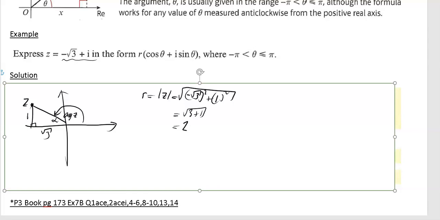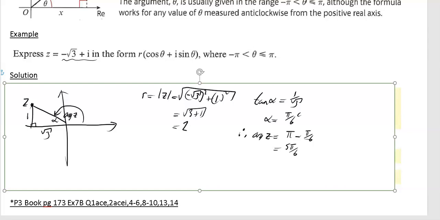The next thing is to find our alpha first of all. So tan of alpha is equal to 1 over root 3, and that's a nice one they've given us. If you do tan to the minus 1 of 1 over root 3, you will get pi over 6 radians, and therefore your arg z is equal to pi minus pi over 6, which is 5 pi over 6.